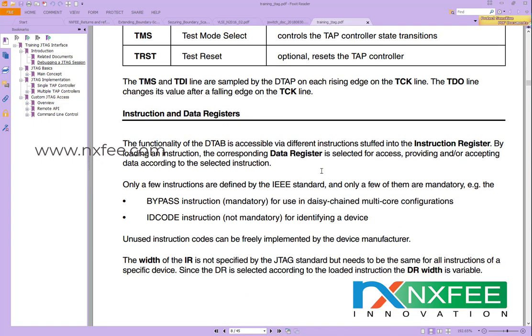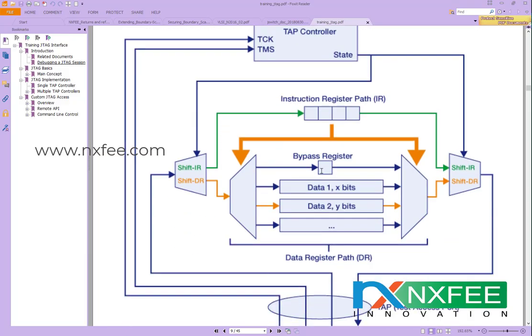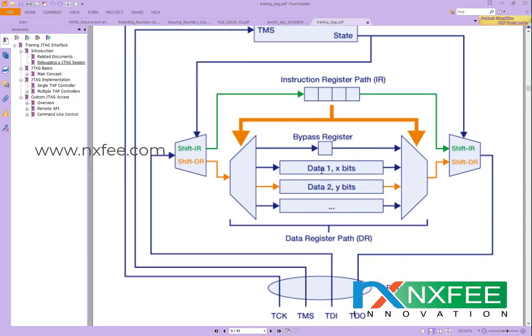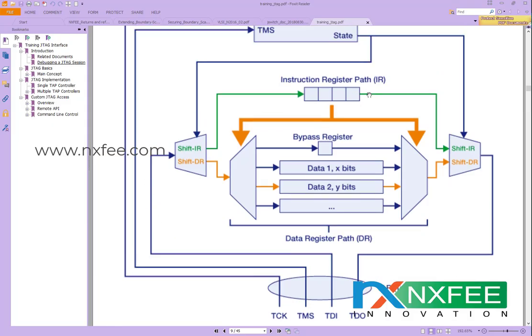This JTAG is mostly used for passing data from PC to FPGA controllers or FPGA to PC, to share the memory data. Here is the architecture. If we give a TDI, it will be passed to this shift register, then again passed to the output shift register, and then it comes to the TDO. So this is the major operation of this JTAG method.